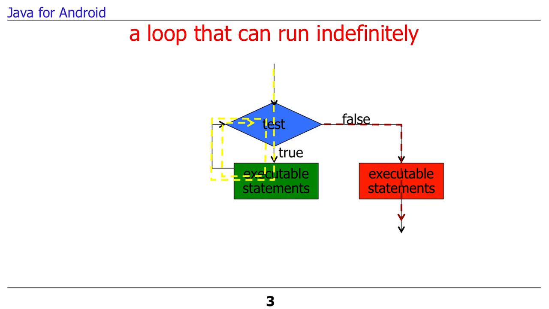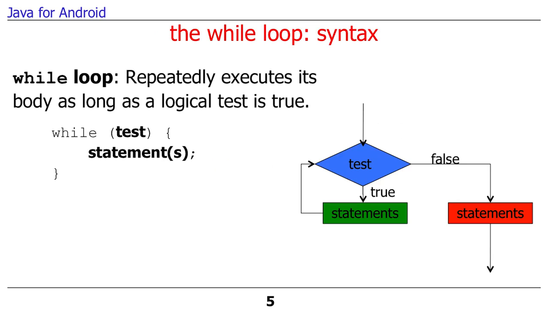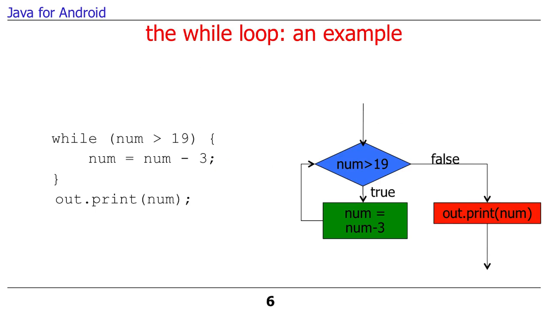Here's the syntax for a while loop. Take a look at this example. While num is greater than 19, I continue to subtract 3. We repeat until the number is no longer greater than 19, when we exit the loop and continue the rest of the program.